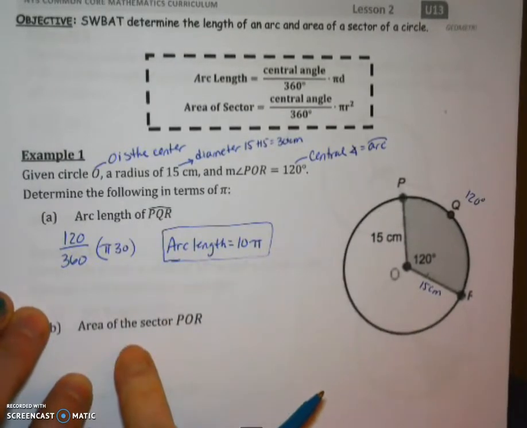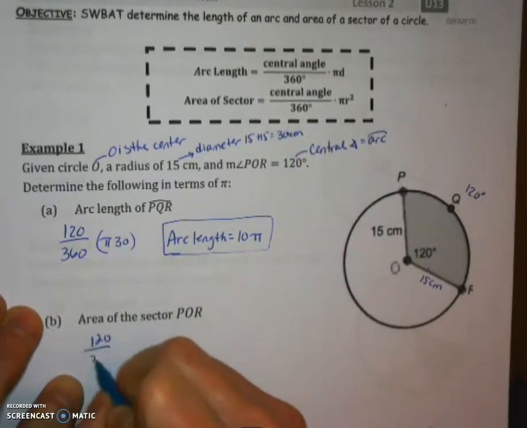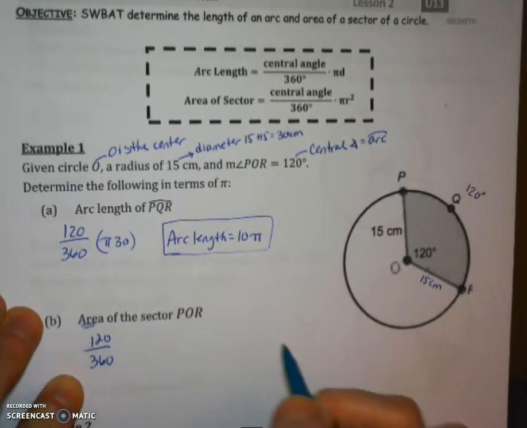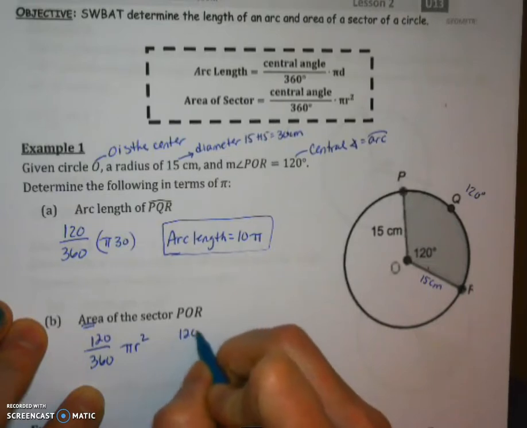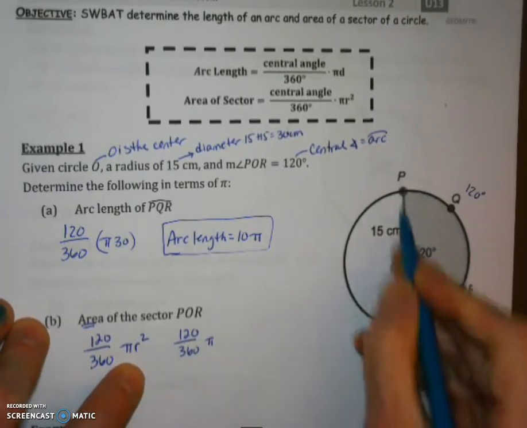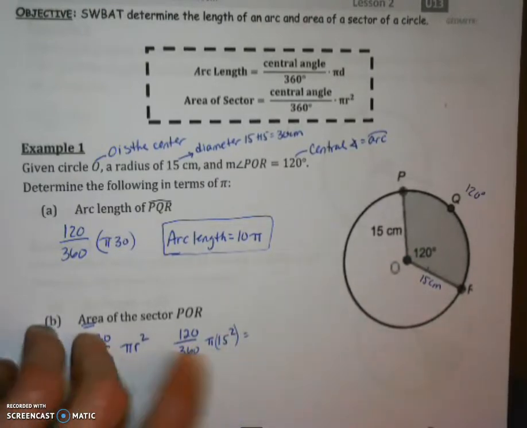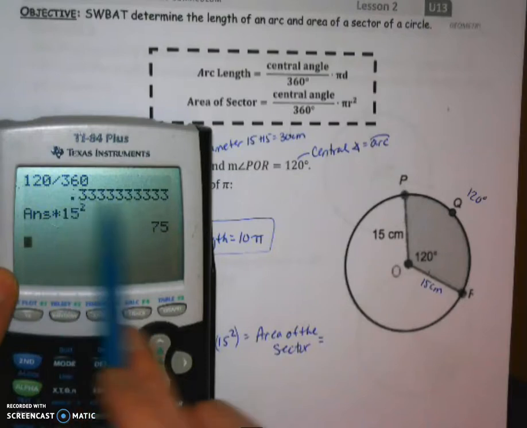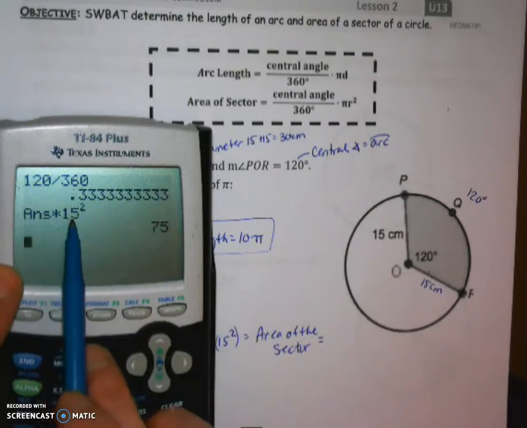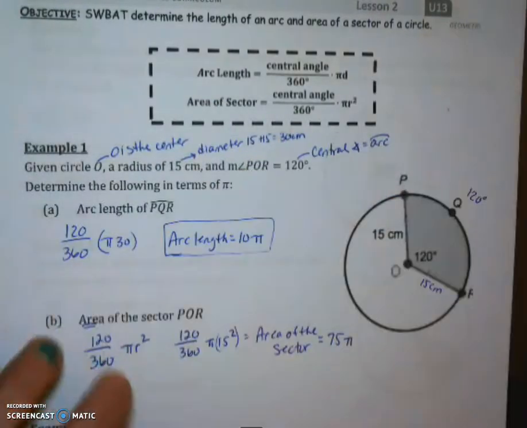And now you're going to do the same thing for area of the sector. We're going to start out with the central angle, which once again is still 120 degrees, divided by 360. But now we're going to talk about the area. So we're going to multiply that by the area formula, pi r squared. So now we're going to take 120 over 360 times pi times the radius, which in this case is 15 squared. And once again, you're going to plug that into your formula, but not pi. Pi will be in your answer. And I plug that into the calculator. 120 divided by 360, that's the fractional part of the circle, times the 15 squared, comes out to be 75. And remember, pi is in your answer. So your answer is 75 pi.